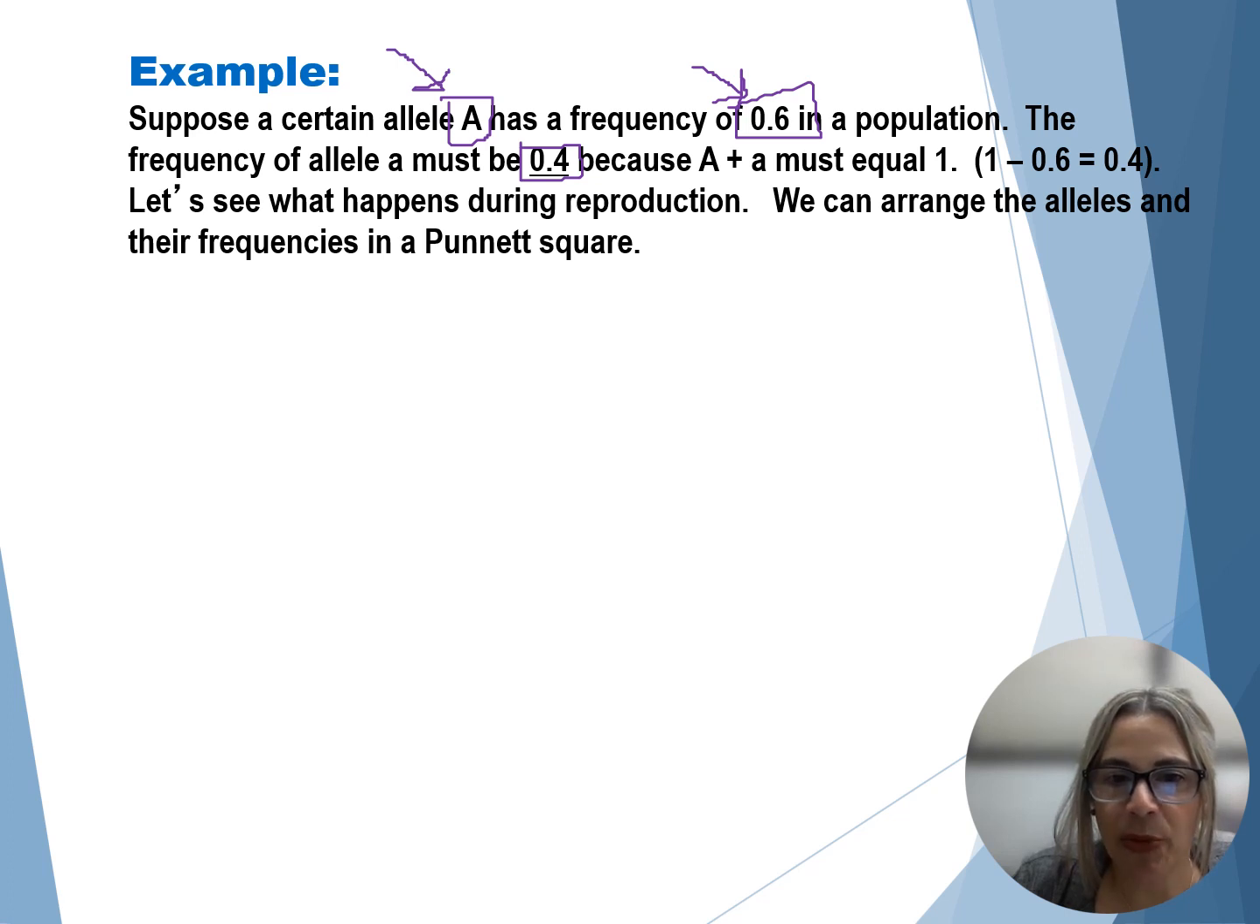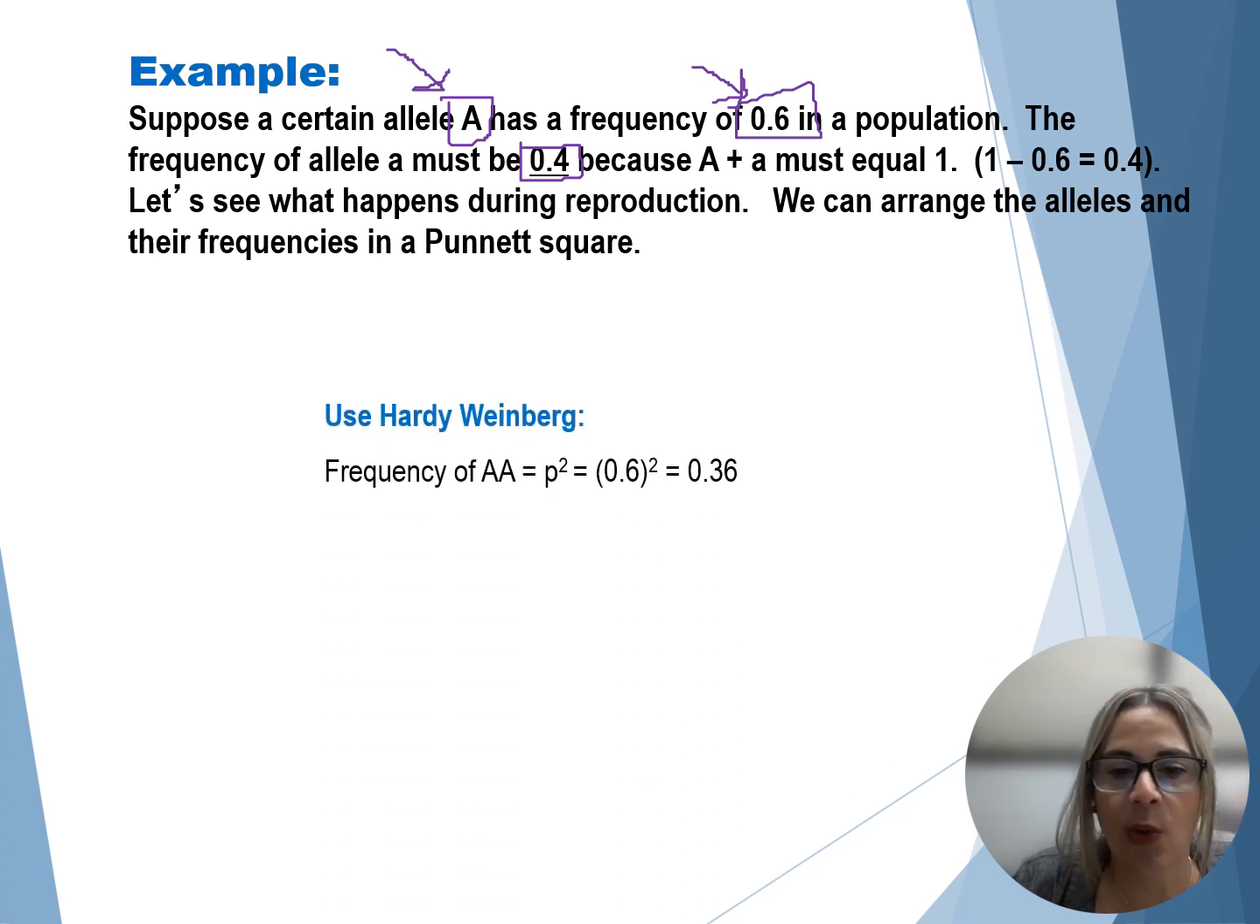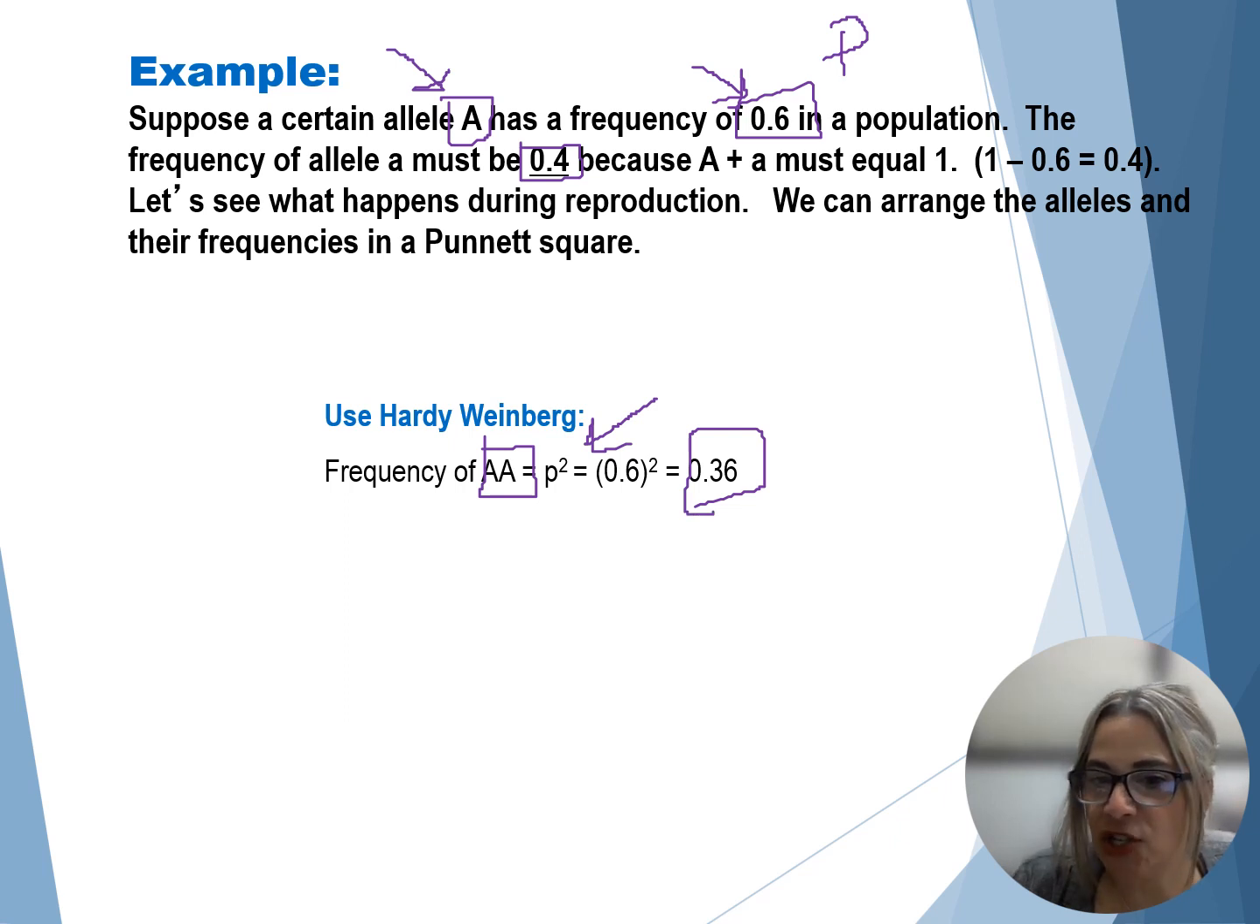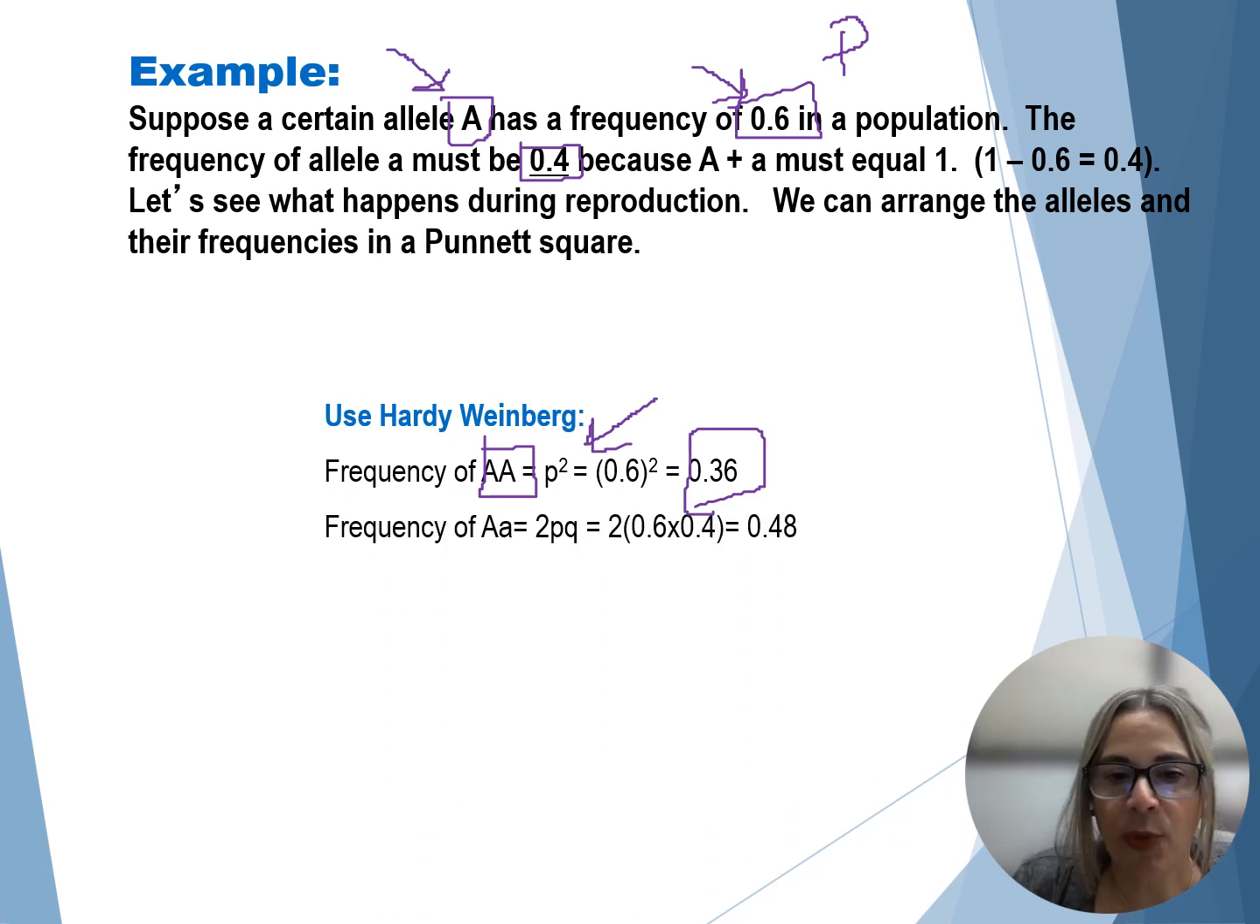So let's see what happens during reproduction, and we can actually take a look at how we use the Hardy-Weinberg for this. Okay, so if we are looking for our homozygous dominant individuals in a population, then of course we're going to use p squared. Now we already established up here that 0.6, because it's the frequency of the dominant allele, that's going to be p. And so p squared is equal to 0.36. So of course what that means is 36% of the population is homozygous dominant. If we look at our 2pq, remember, that's what gives us our heterozygous individuals. So 2 times 0.6 times 0.4, that means 48% of the individuals in the population are heterozygous for that trait.